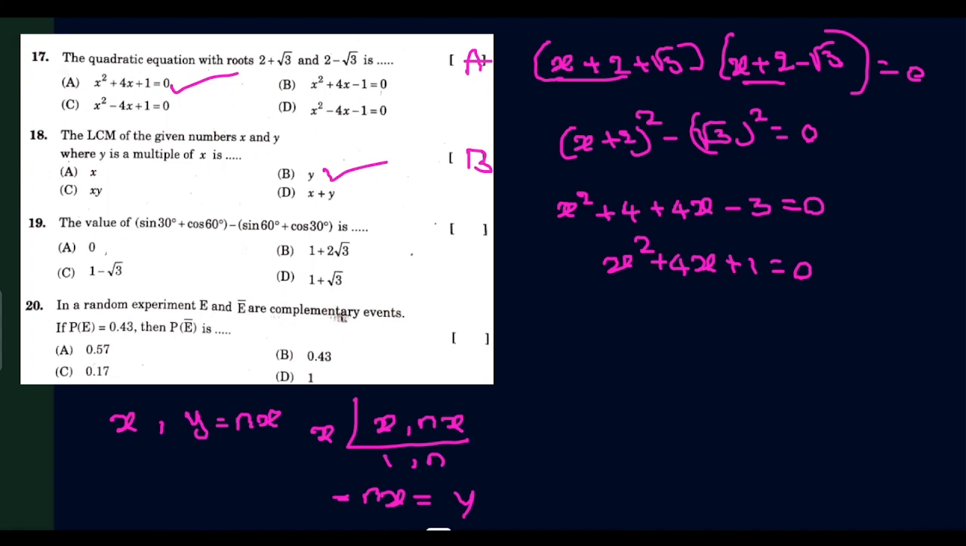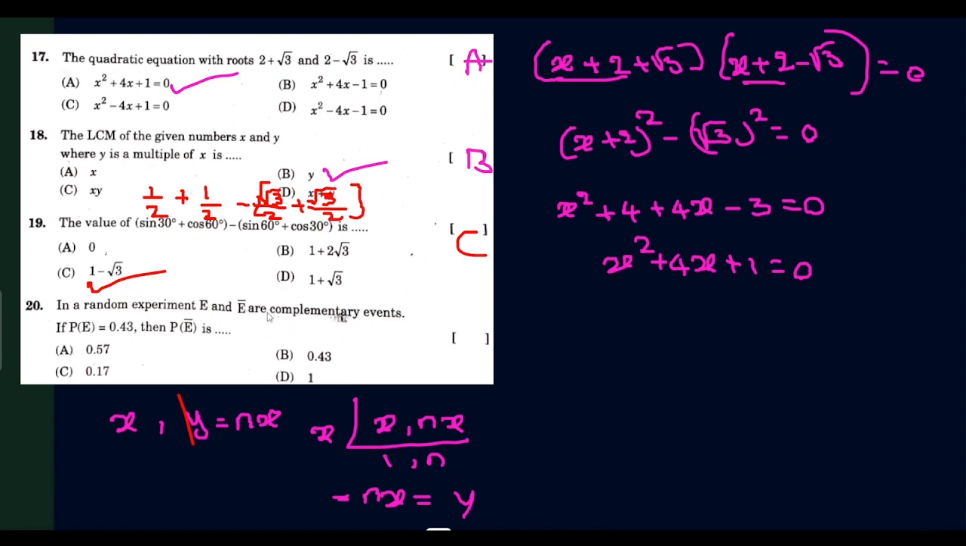Now the value of sine 30 plus cos 60 minus sine 60 plus cos 30. Now what is it? Here you can simply write the values. What is sine 30? Sine 30 is 1 by 2 plus cos 60. Cos 60 is also 1 by 2 minus sine 60. Sine 60 is root 3 by 2. Then plus cos 30 is also equal to sine 60, right? So that is nothing but root 3 by 2. Then if you add these, 1 minus root 3 is the answer, that is C.